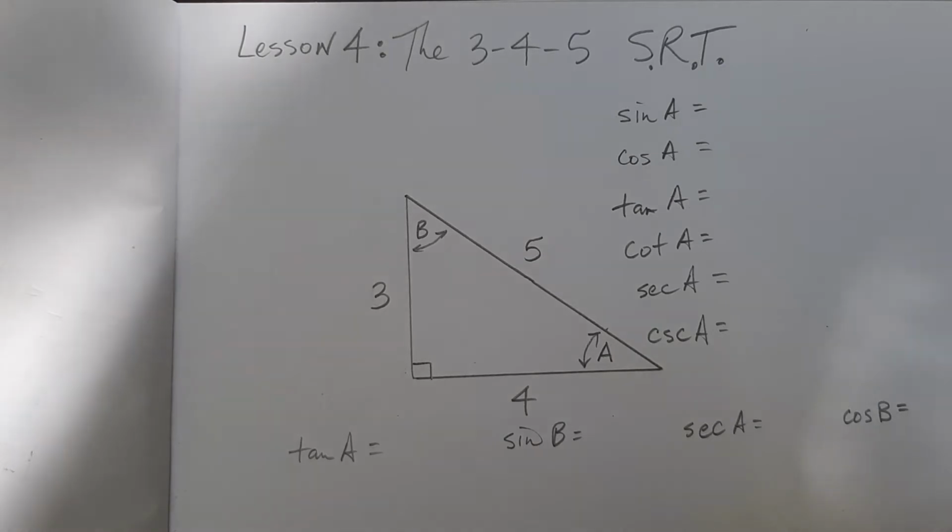Okay. Your book mentioned this one. I think they mentioned it in lesson 3, but we'll do it right here. 3, 4, 5, special right triangle. Why is it special? Well, it's the first, what they call a Pythagorean triple.